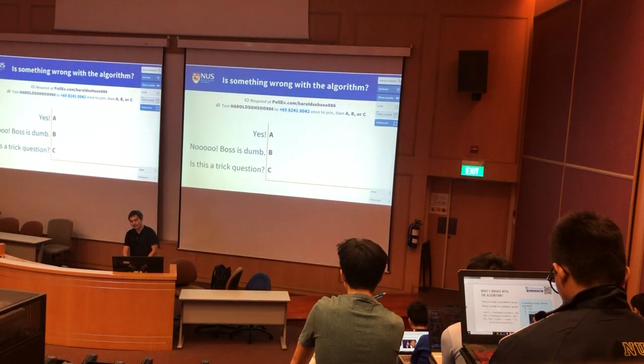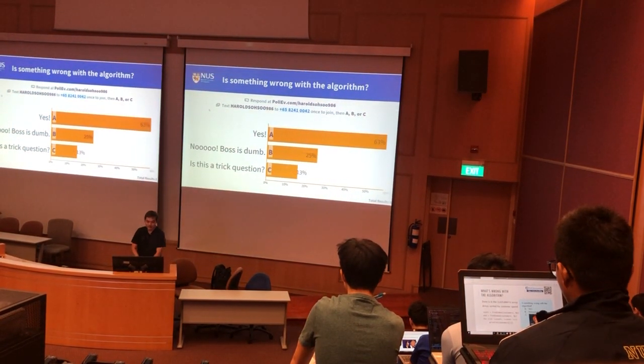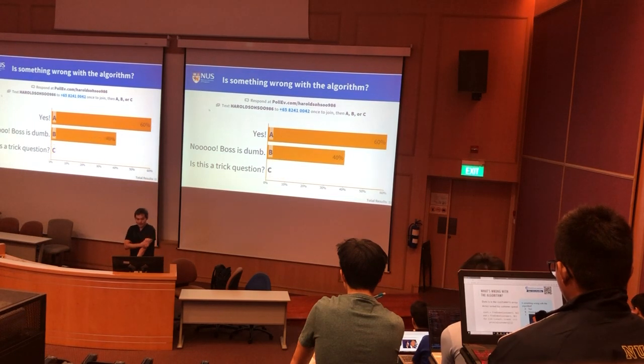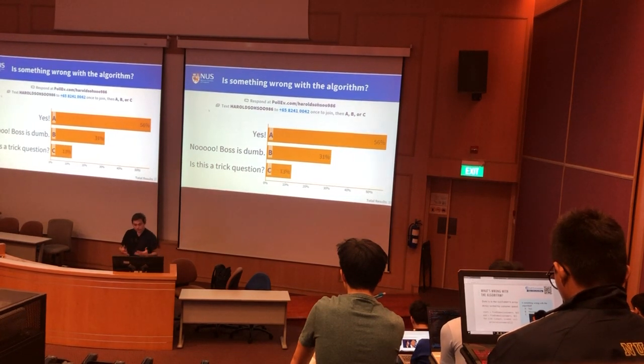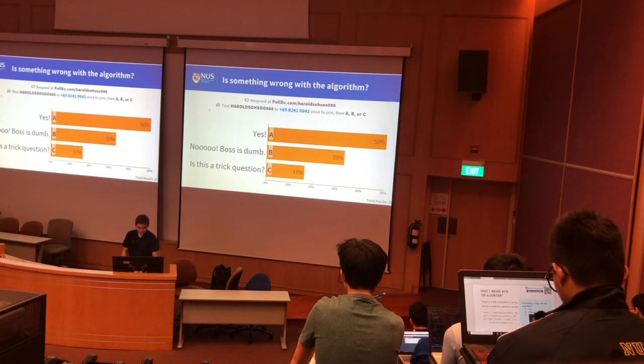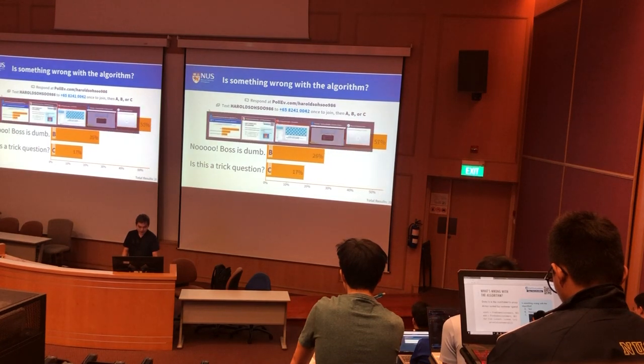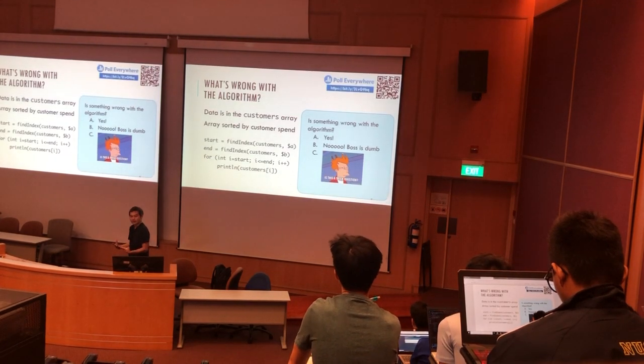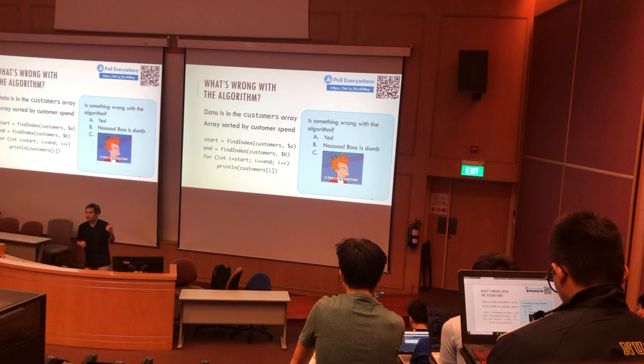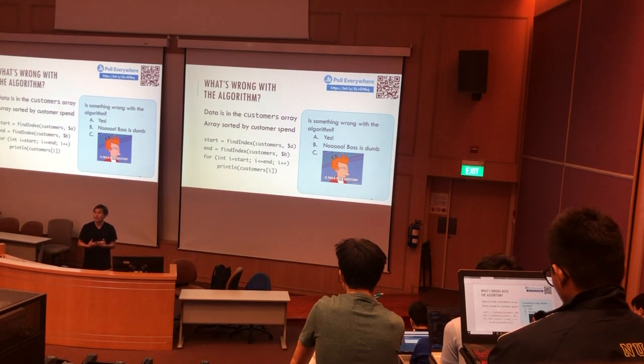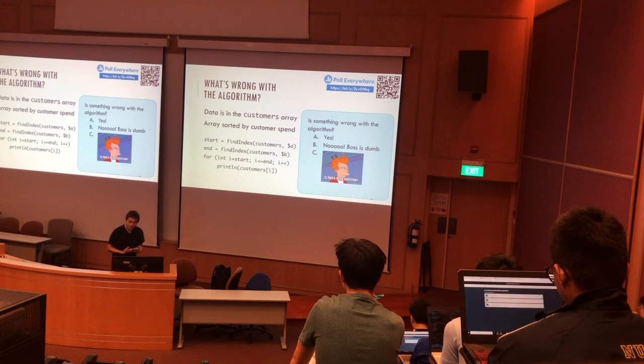So put in your answer, let's have a look. A, yes; B, no, the boss is dumb; and C, is this a trick question? So what do you think? I'll let you look at the code again. Think about it carefully. What could be wrong with this particular piece of code? Something's not quite right if there is a bug. If there's no bug, then it's fine.